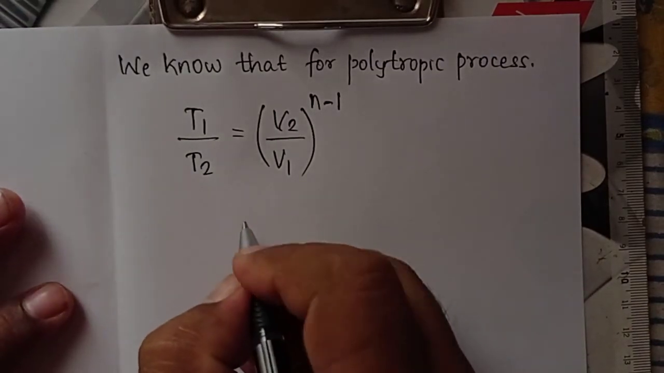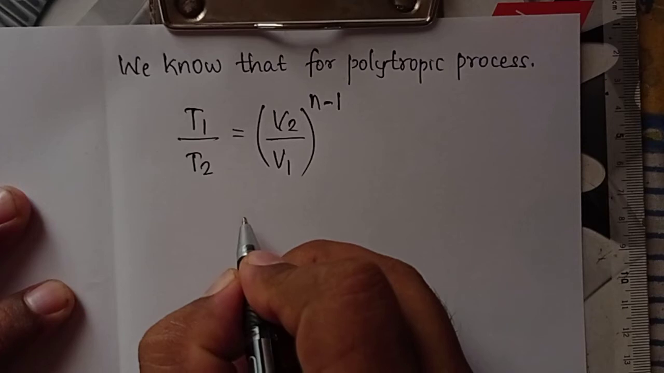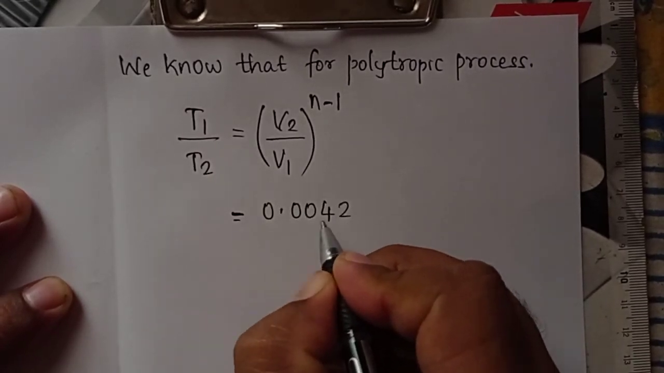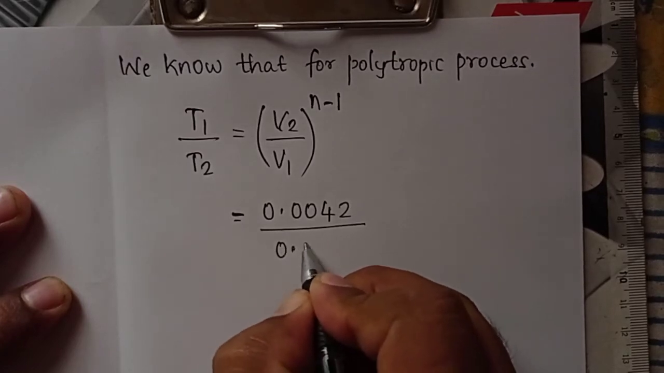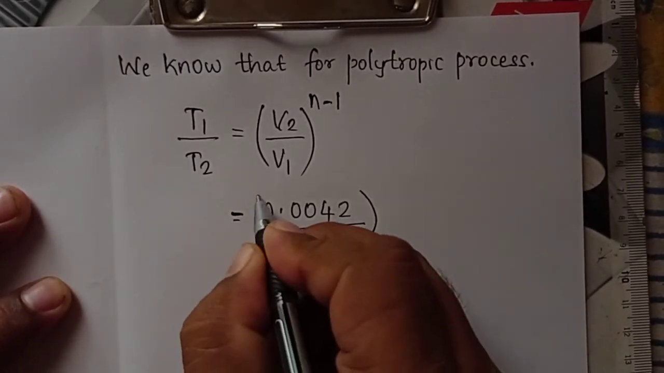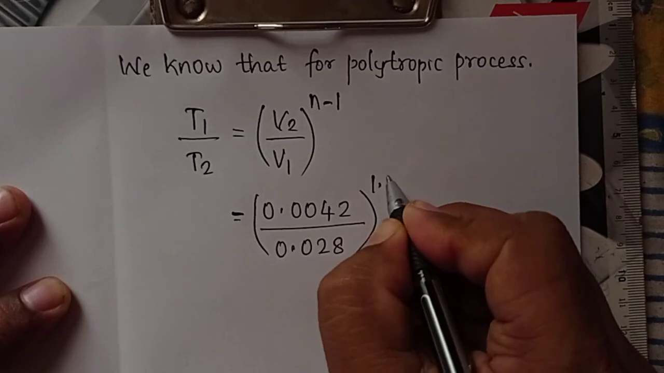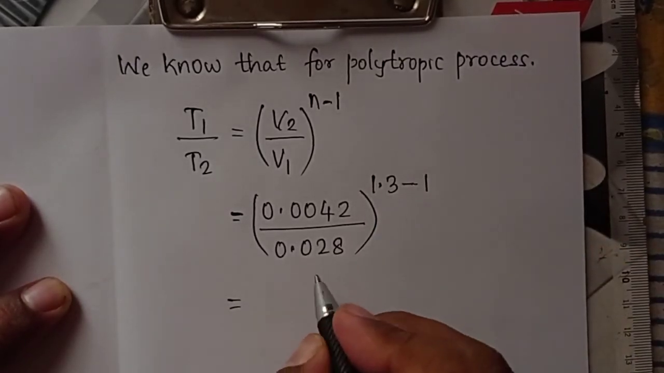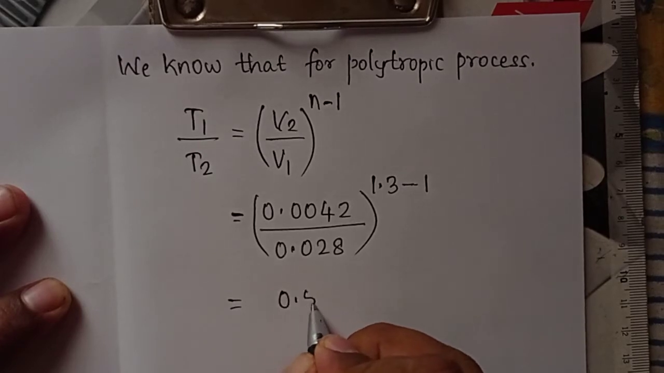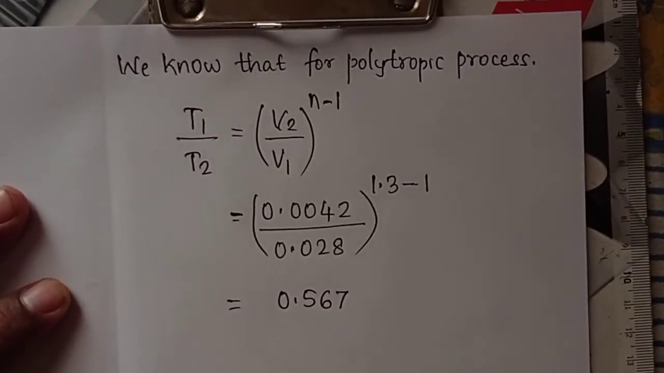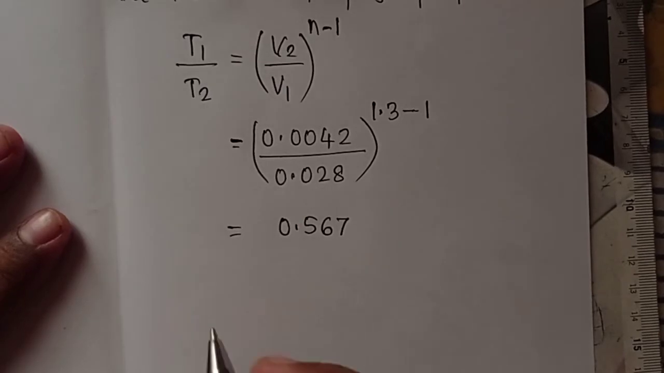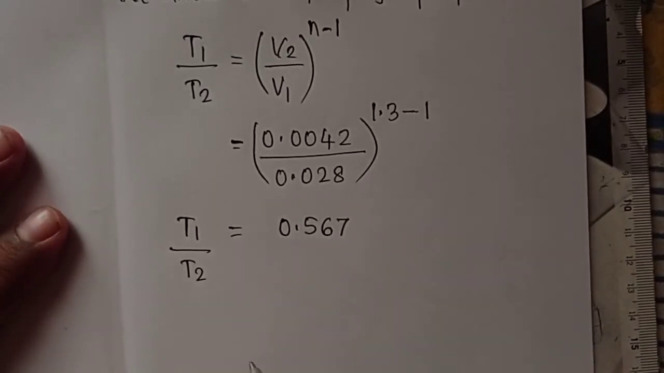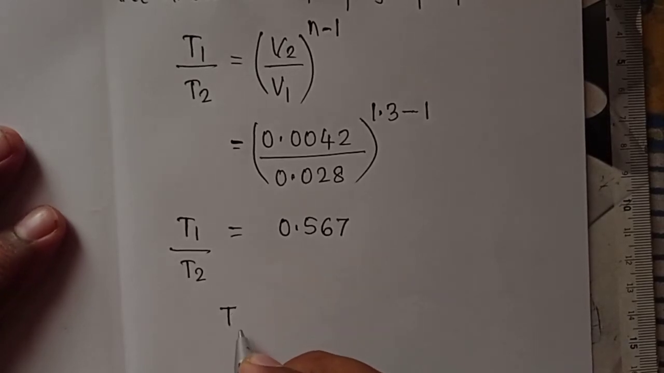So you will get the ratio of T1 by T2, that is 0.0042 divided by 0.028 whole raised to 1.3 minus 1. So n is 1.3, minus 1. So you'll get the ratio as 0.567. So T1 by T2 is 0.567. So I want the value of T2.